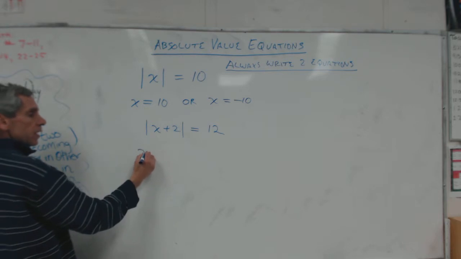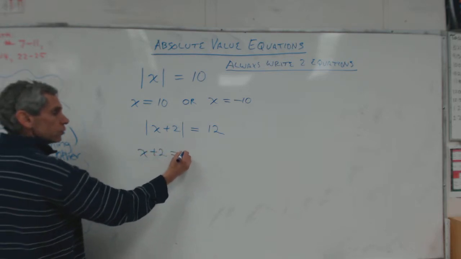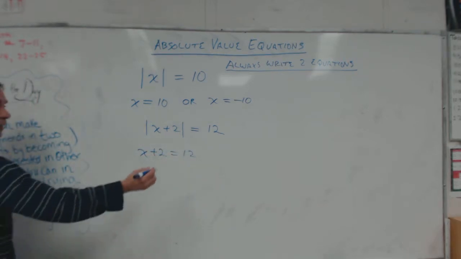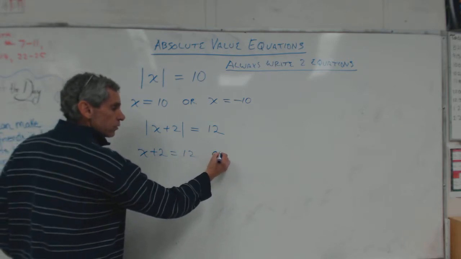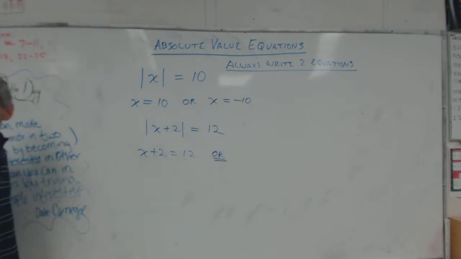So the first one is x plus 2 equals 12. Right? And then I write the word or. This is important. You have to write the word or. Okay? Don't try to simplify this method. Do what I'm saying.